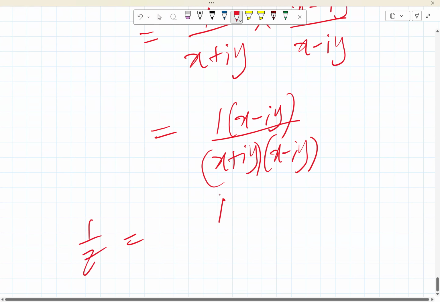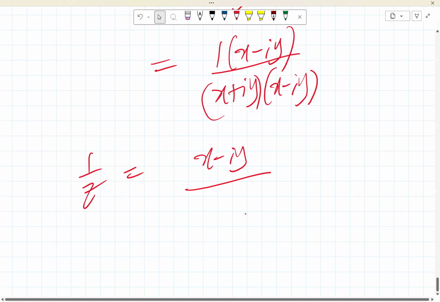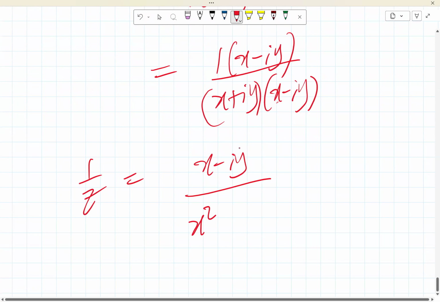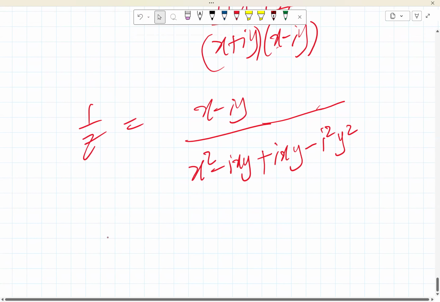So that's x minus iy now, all over x times x, x squared, x times minus iy, that's minus i xy, right? Then next, plus iy times x, that's plus i xy. Then plus times minus, that's minus i squared, y times y, y squared. Of course, subsequently, we can just do difference of two squares. I'm going to show that soon.